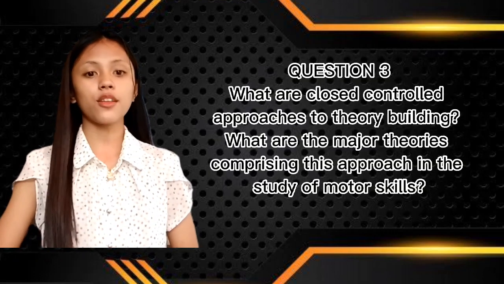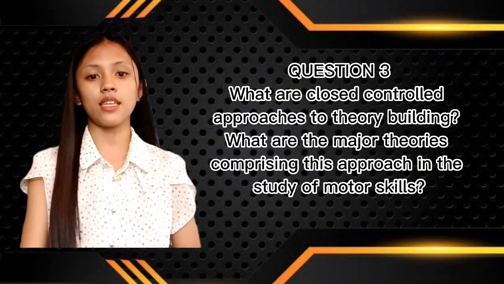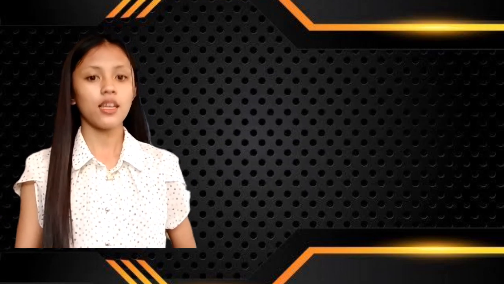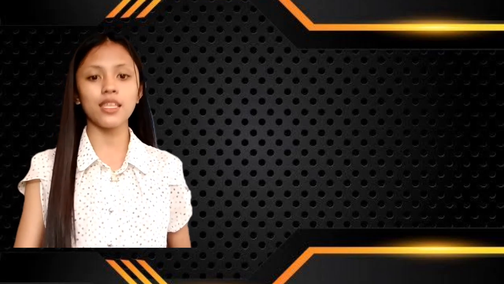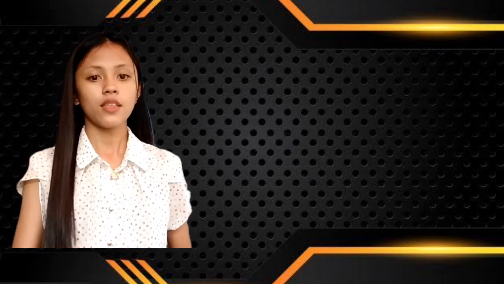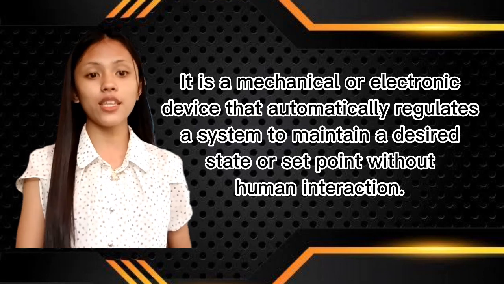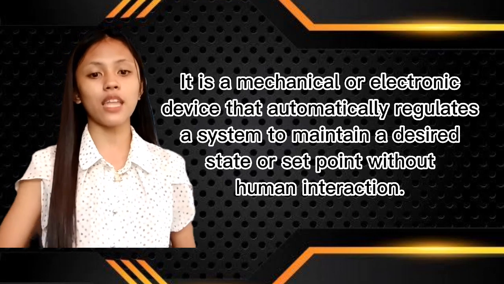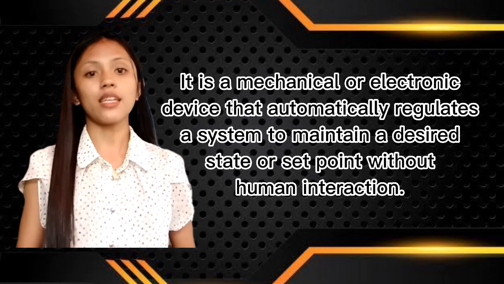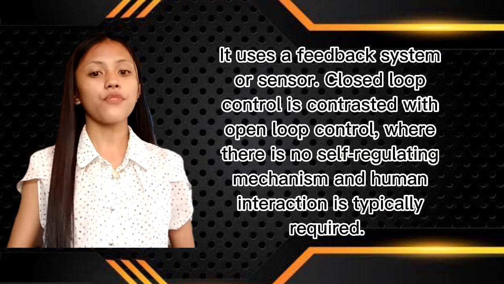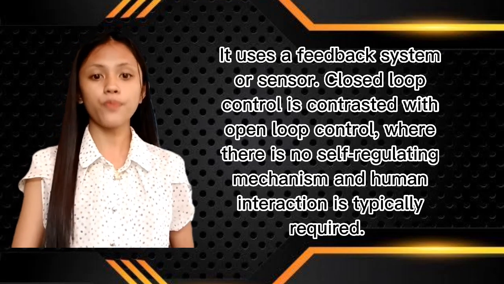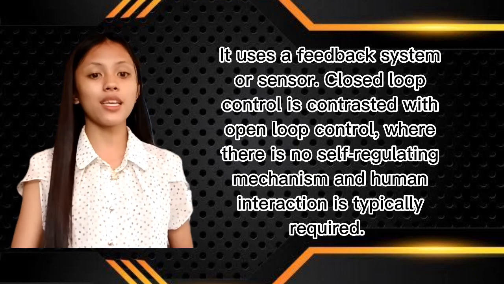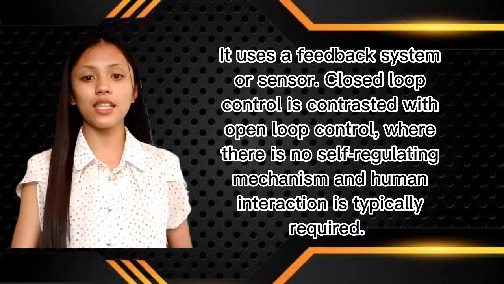Question number 3. What are closed-controlled approaches to theory building, and what are the major theories comprising this approach in the study of motor skills? The closed-controlled approach to theory building is the closed-loop control system. It is a mechanical or electronic device that automatically regulates a system to maintain a desired state or set point without human interaction. It uses a feedback system or sensor. Closed-loop control is contrasted with open-loop control, where there is no self-regulating mechanism and human interaction is typically required.